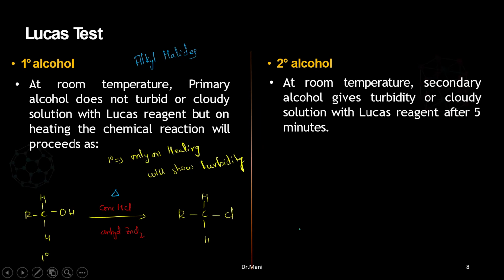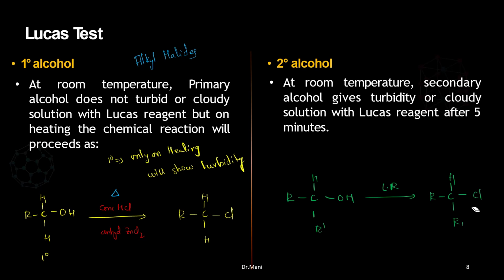So next one, secondary alcohol. Here at room temperature, the reaction can happen, but it will take 5 minutes for the turbidity to show. So the same here. You take the secondary alcohol that is attached to two alkyl groups, and there is an OH. Upon the Lucas reagent, LR meaning Lucas reagent, it will show the secondary alkyl halides. But here it will take 5 minutes. Just remember that. It will take 5 minutes at room temperature.